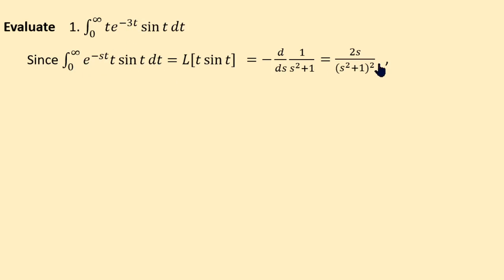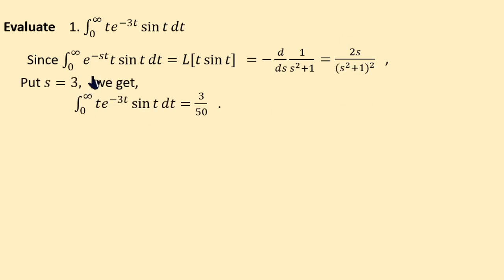Therefore, put s equal to 3 on both sides. When s equal to 3, the left hand side is integral 0 to infinity t e power minus 3t sin t dt. In the right hand side, 2 into 3 is 6, by 3 square, 9 plus 1, 10 square is 100. 6 by 100, cancel 2, so we get 3 by 50. We got the value of this integral with the help of the Laplace transform of t sin t.